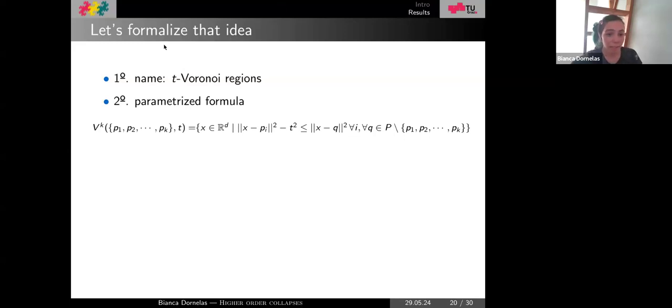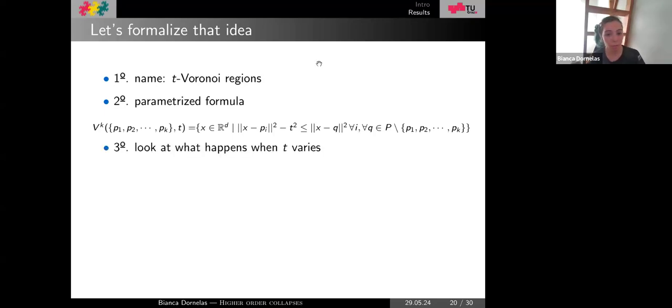So we can see here that we have a fixed order, k, and then the Voronoi region of these k sites is just the points in the space that have these k sites as the closest sites with a weight t here. So we just change the usual Voronoi formula to a power distance, basically.